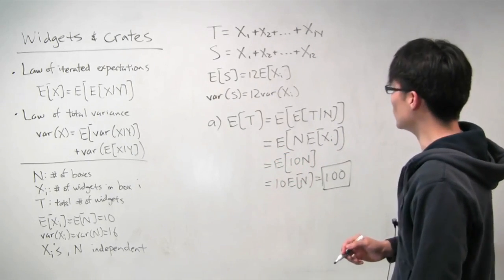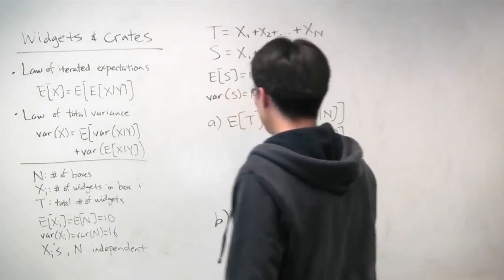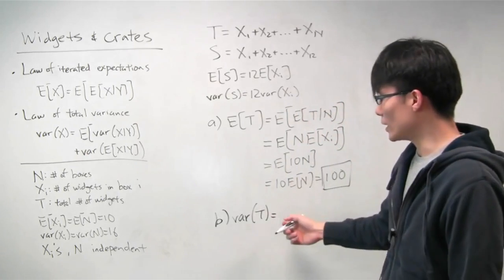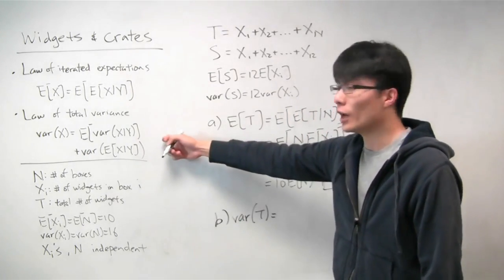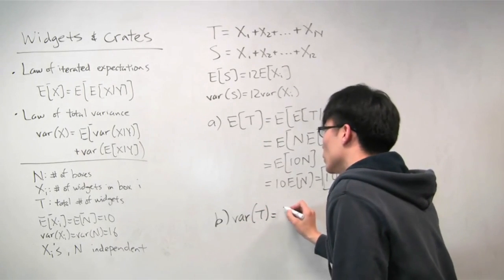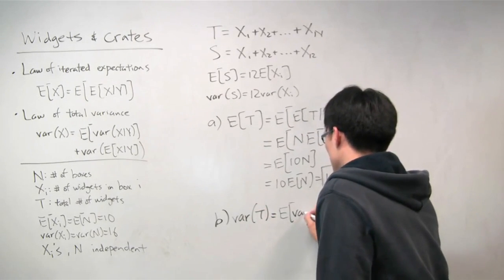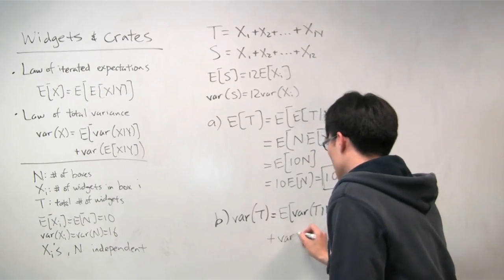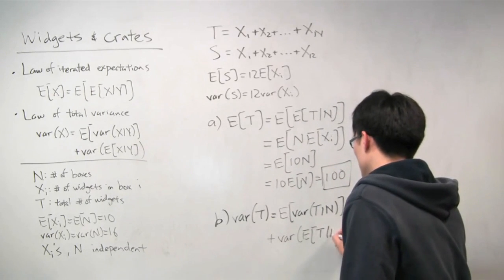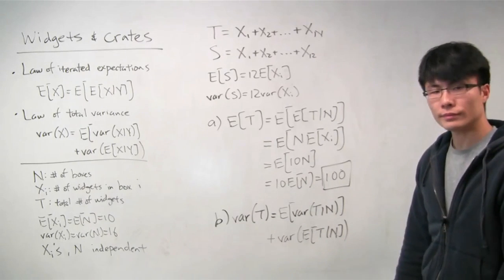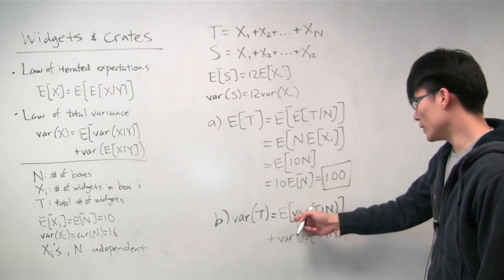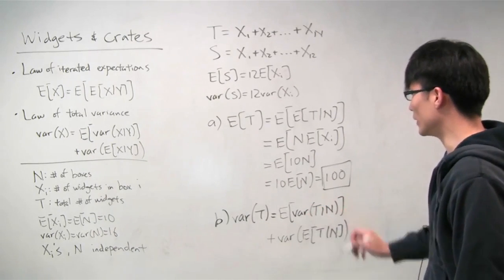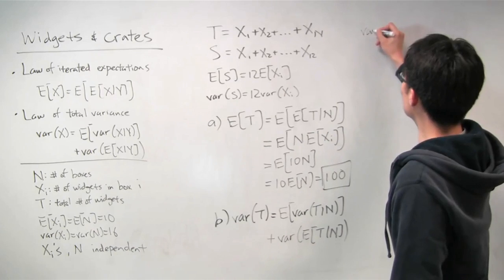All right. Okay, so that gives us the answer to the first part, the expectation of the total number of widgets. Now let's do the second part, which is the variance. Well, for the variance we will again use this idea of conditioning and splitting things up, and use the law of total variance. So the variance of T is going to be equal to the expectation of the conditional variance plus the variance of the conditional expectation. Okay, so what we really have to do now is just calculate what all these pieces are. So let's start with the conditional variance. So what is the conditional variance?